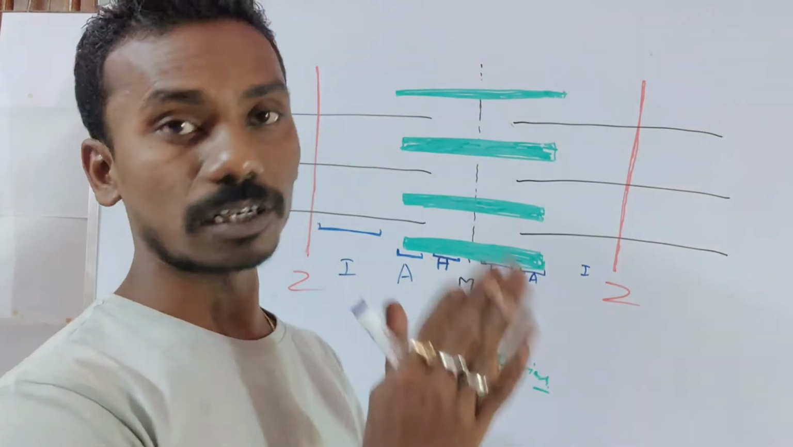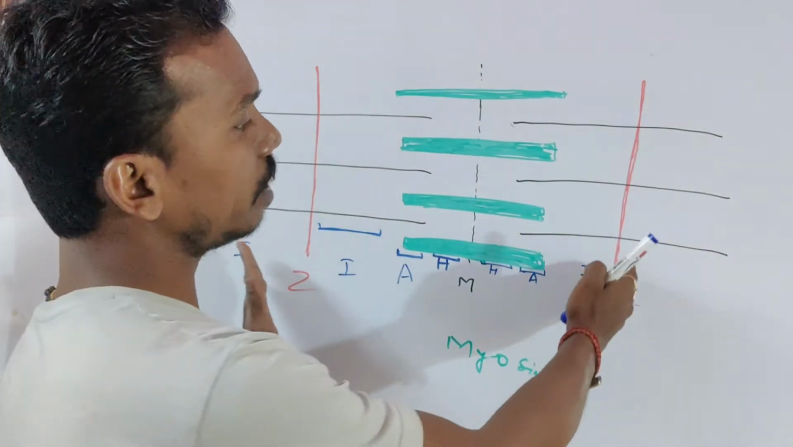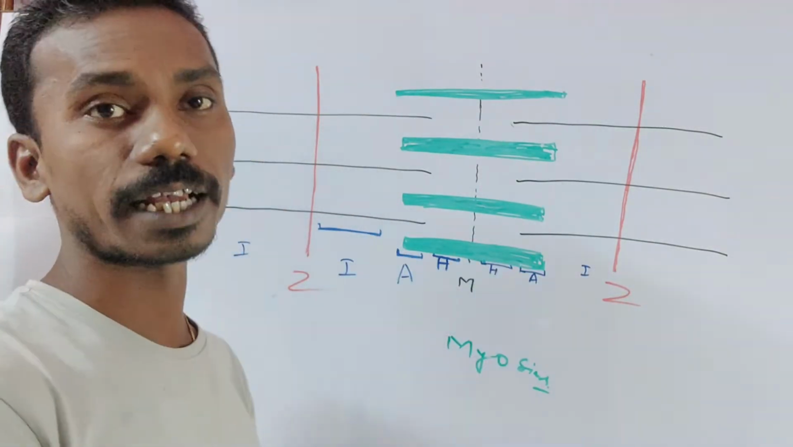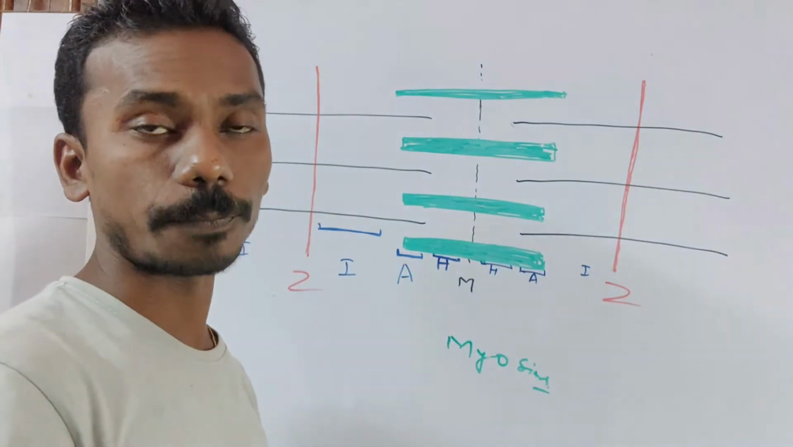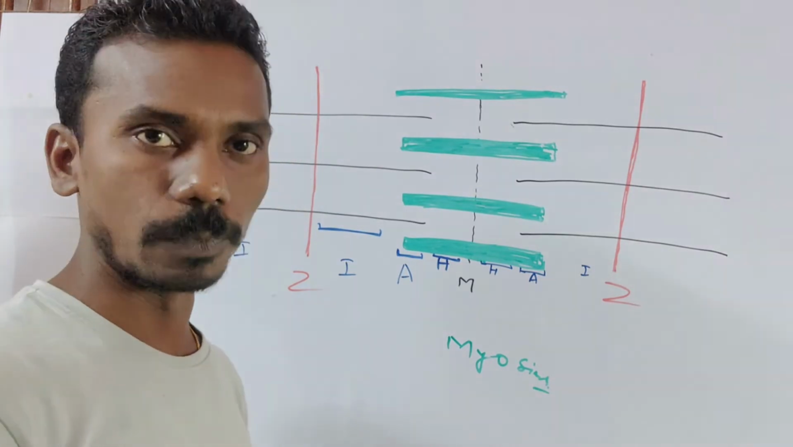So when a muscle contracts, these two Z lines come closer. When these two Z lines come together, then the muscle has contracted. And if these Z lines go apart from each other, then it will be called relaxation of the muscle.